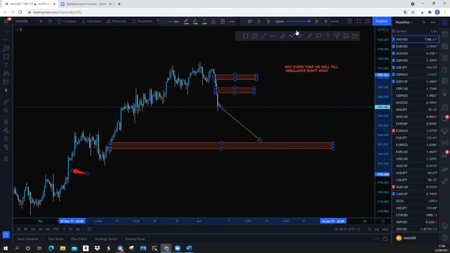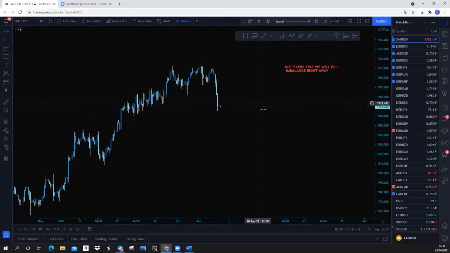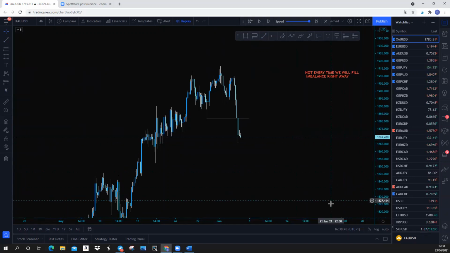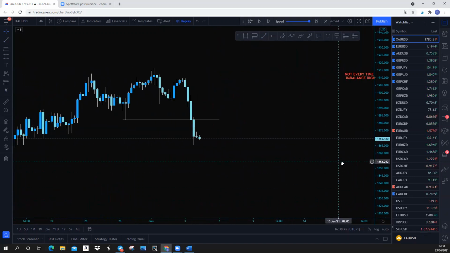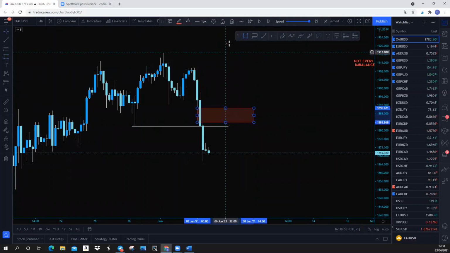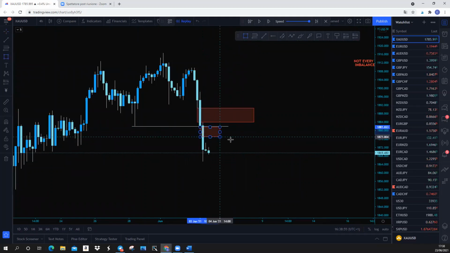Now, what we will do is find the direction of the market. In this case, here we had the breakout structure. Direction is bearish, at least in 4 hours is bearish. We see that there is imbalance right here, imbalance right here, imbalance right here.